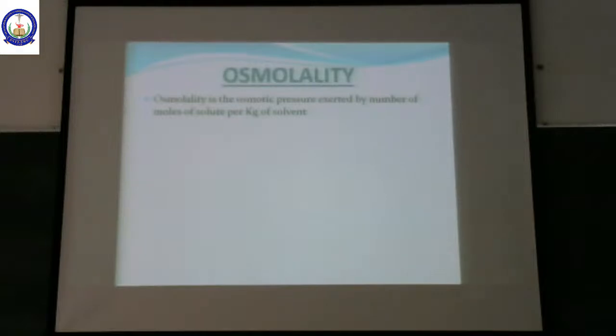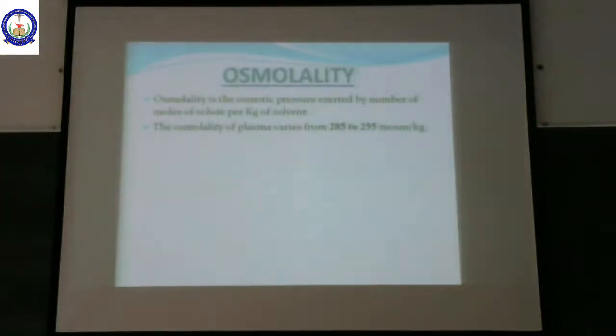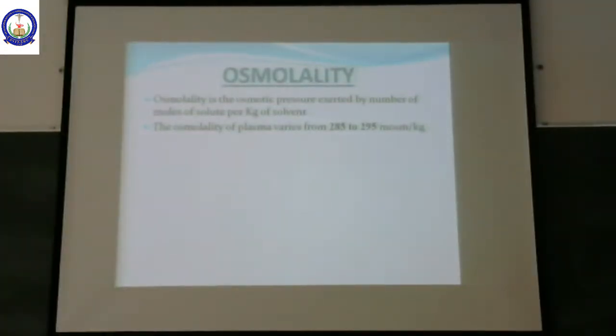So osmolarity is the number of particles of sodium and chloride. In fact, sodium and chloride will be 2 moles. Is that clear? Sodium 1 mole, chloride 1 mole. So it is 2 moles. Like that, you will have a lot of moles of solute within the water. So the concentration of those particles within the water is what is called the osmolarity of that solution. So the normal osmolarity of plasma will vary from 285 to 295 milliosmoles per kg.